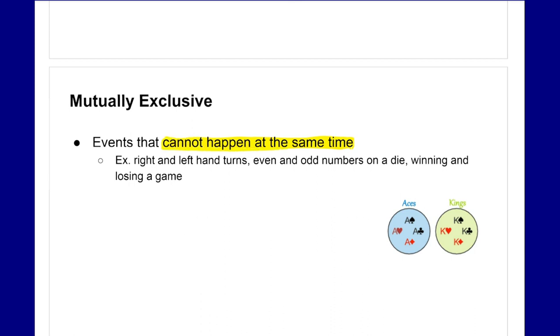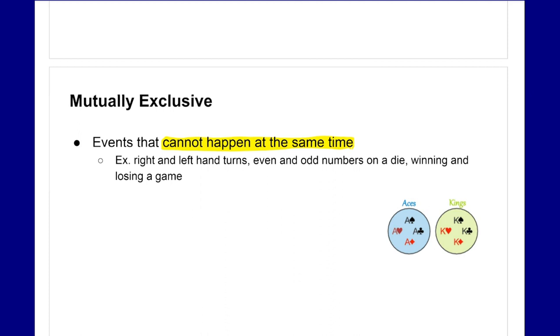So for example, right and left-hand turns. You can't take both at the same time. Even and odd numbers on a die, right? So if you roll a die, it's only going to be even or odd. It can't be both. Winning and losing a game. You can't win a game and also lose a game, right? So it's two separate events that cannot happen at the same time.